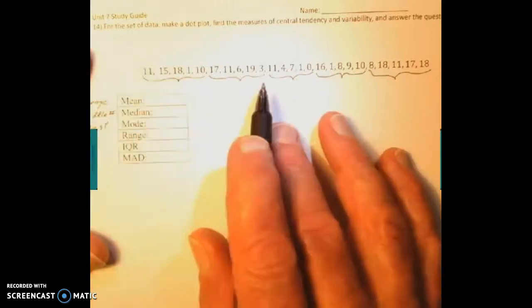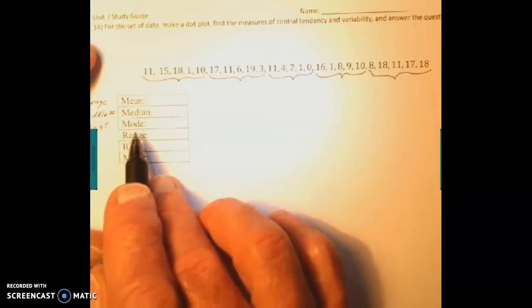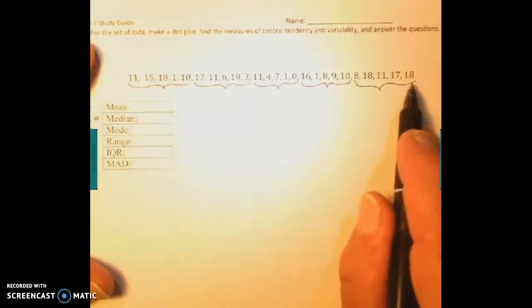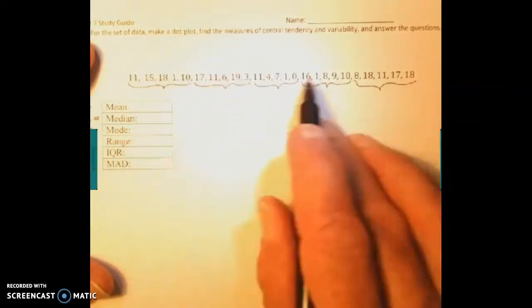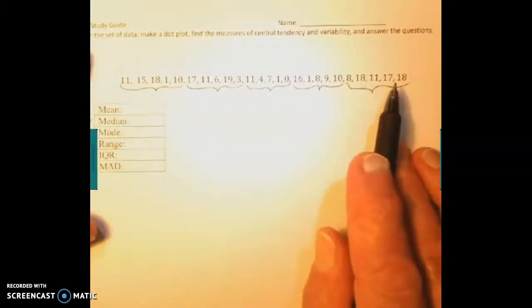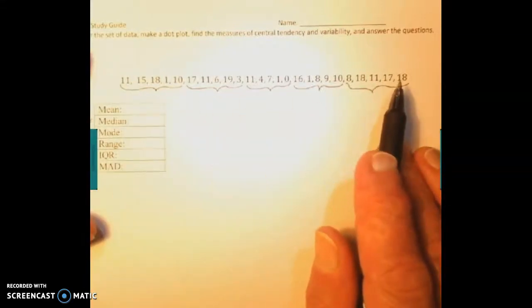Okay, same as problem number 13. You're supposed to find the measures of center and the measures of variability and make the dot plot and answer the questions at the bottom. The difficulty here, there are 25 numbers. Count them. There are 25 numbers. Trying to add up 25 numbers will probably cause you to make a mistake.